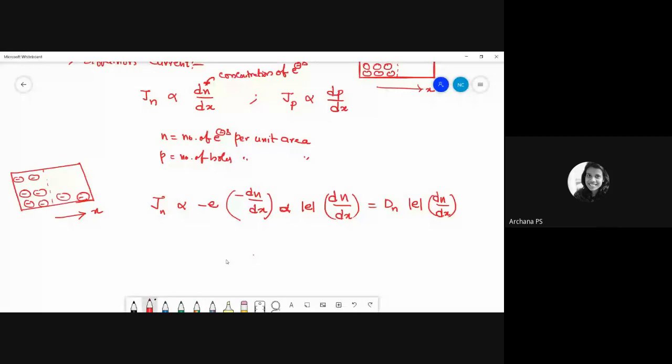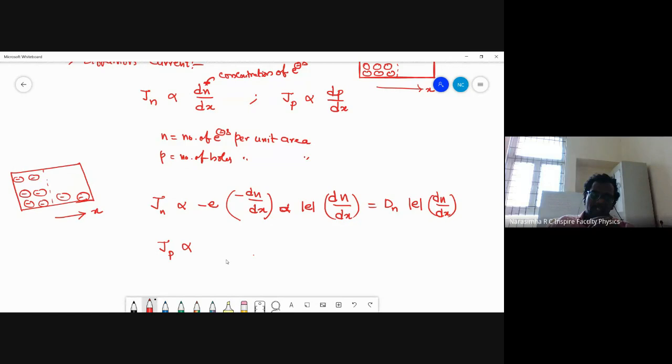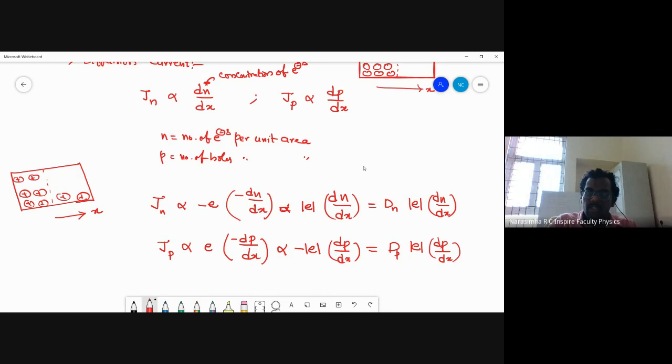Yes, sir. Now similarly you can write for holes, directly proportional to the charge of a hole, which is a positive charge. At the same time, the hole concentration is also decreasing in the x direction. So minus dp over dx. Do you understand why this minus sign comes with dn over dx or dp over dx? Because the concentration is decreasing in the x direction. That's why I put a negative sign. This is just the magnitude of the charge of a hole, with minus dp over dx. I put a proportionality constant Dp, the diffusion coefficient for holes, times the charge of a hole times dp over dx. So these are the two expressions for diffusion current due to electrons and holes.